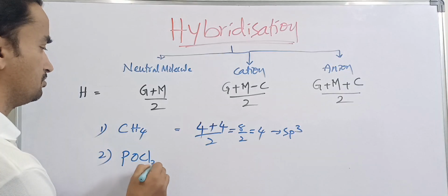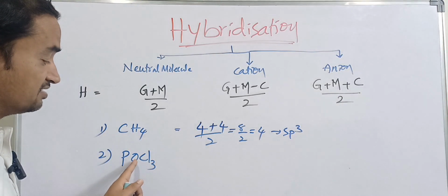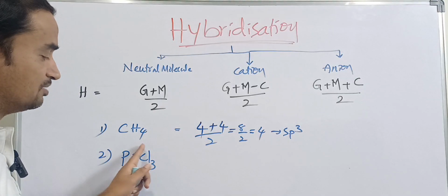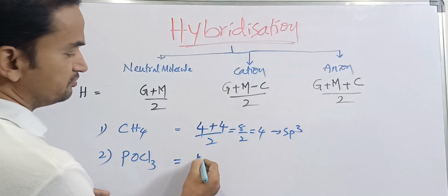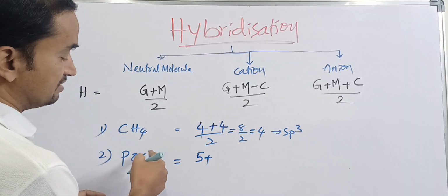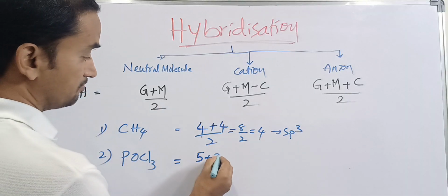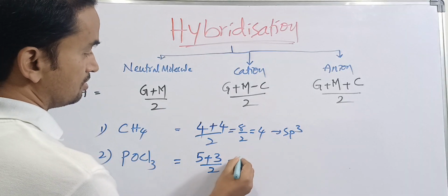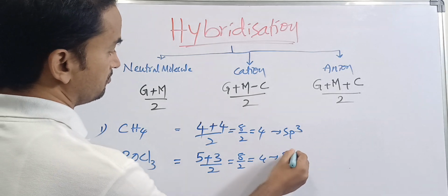Like that you can take a number of examples. POCl3. Here two different atoms are there, but we are going to consider only the monovalent atoms. Phosphorus belongs to the fifth group. Plus, here we will not consider oxygen, we will consider only monovalent atoms. How many are there? 3 are there. So again 8 divided by 2, you are going to get sp3.